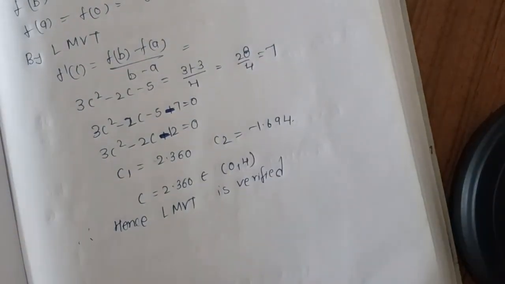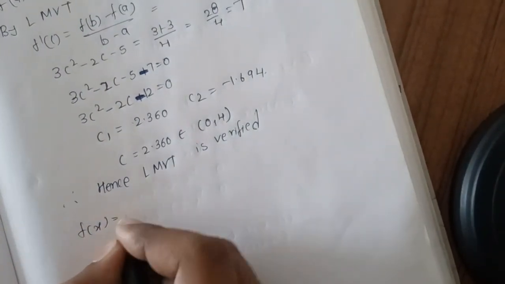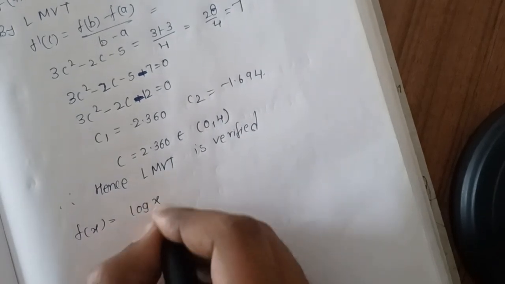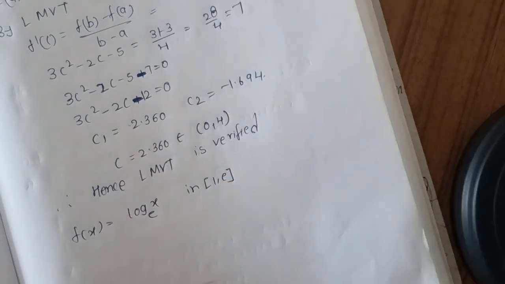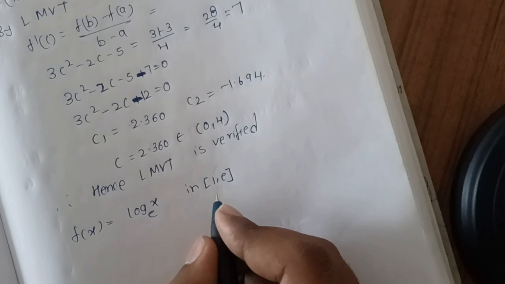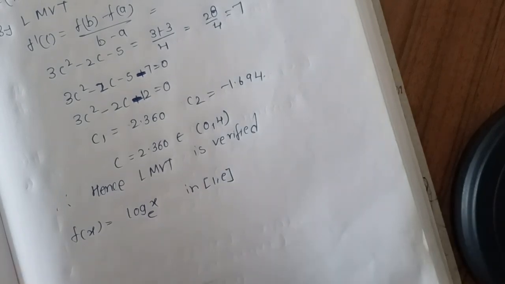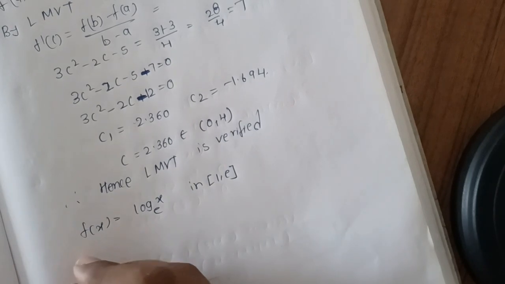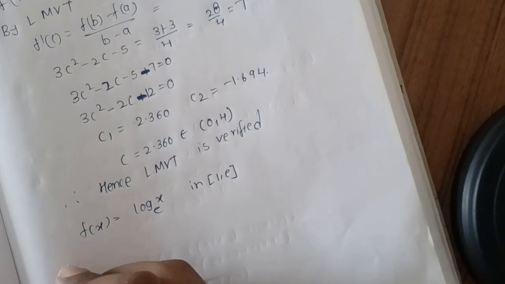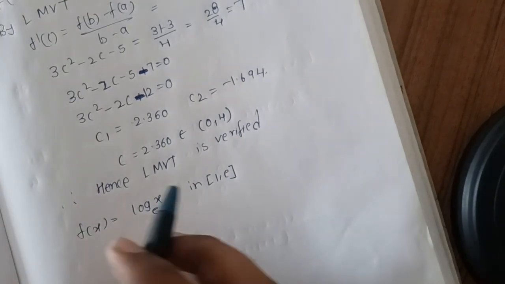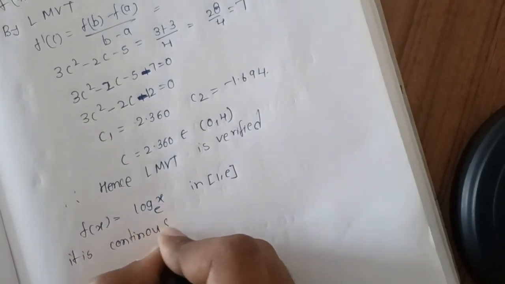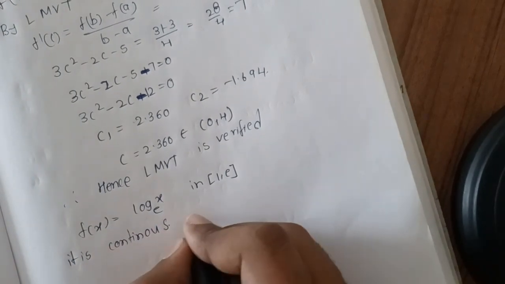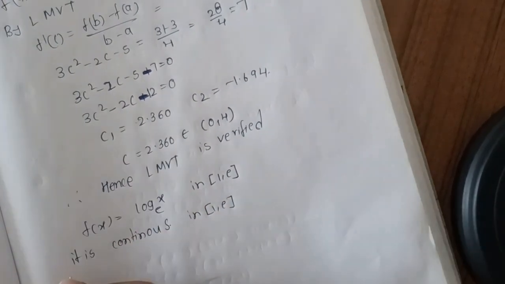Next question: f of x is equal to log x base e in the interval closed 1 comma e. Next we have to check f of x. It is a logarithmic function and it is continuous in closed 1 comma e.